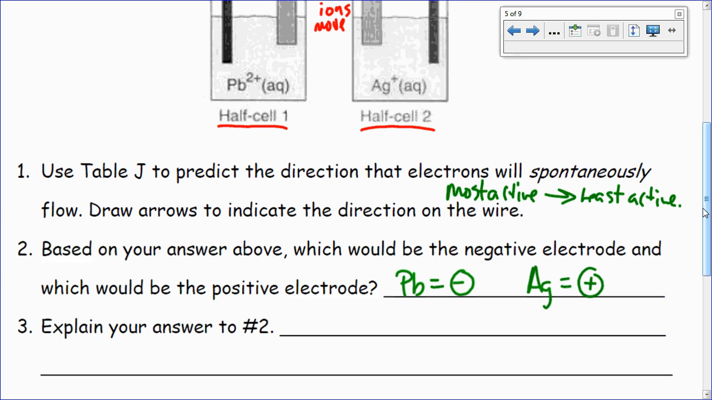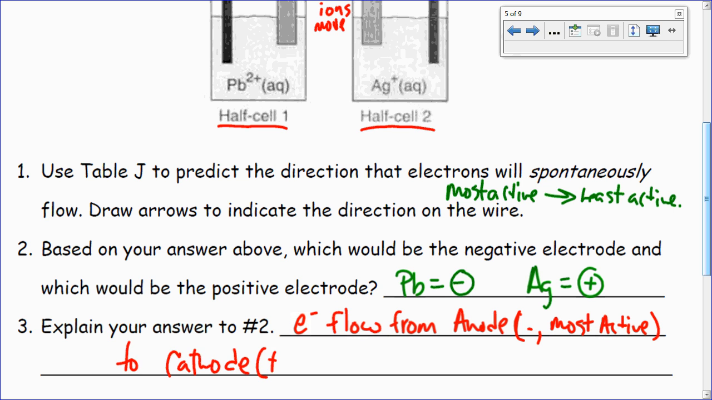Explain your answer to number 2. Well, electrons flow from anode, the negatively charged terminal, and most active metal, to cathode.